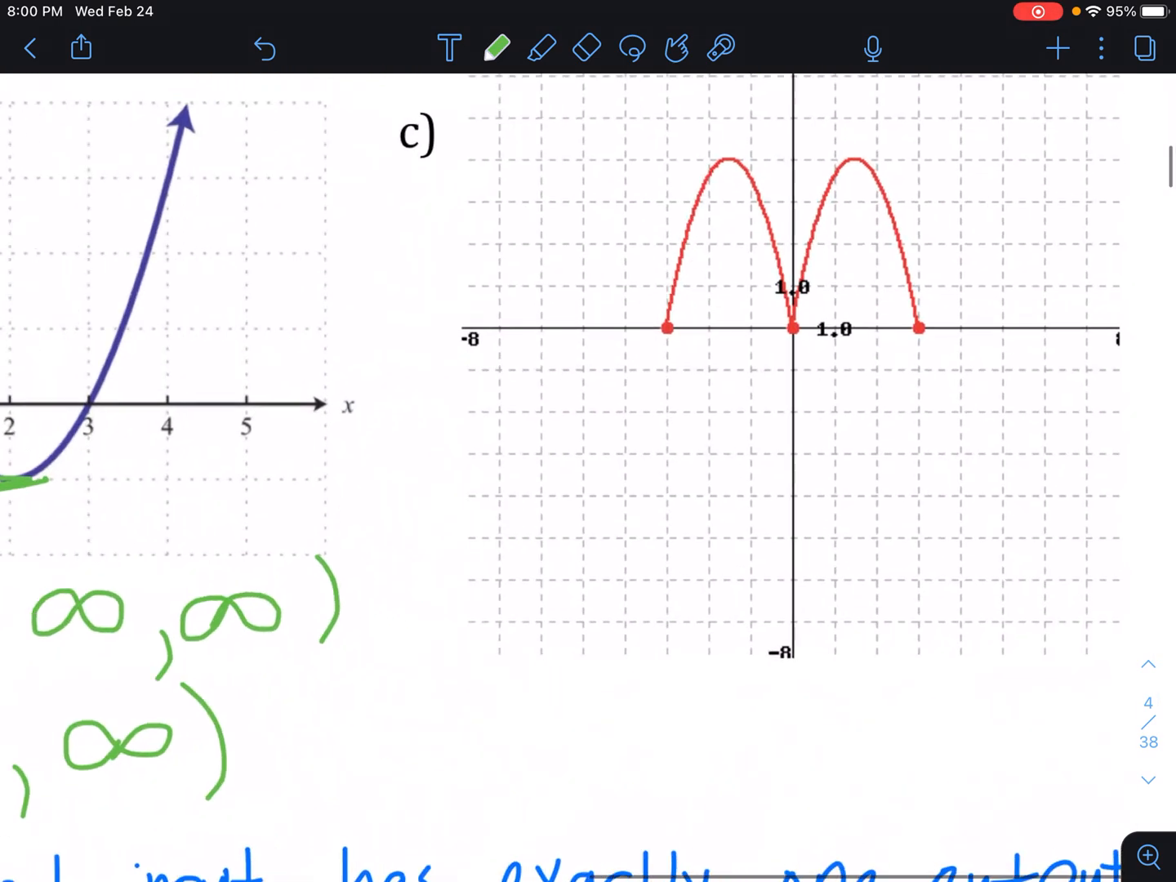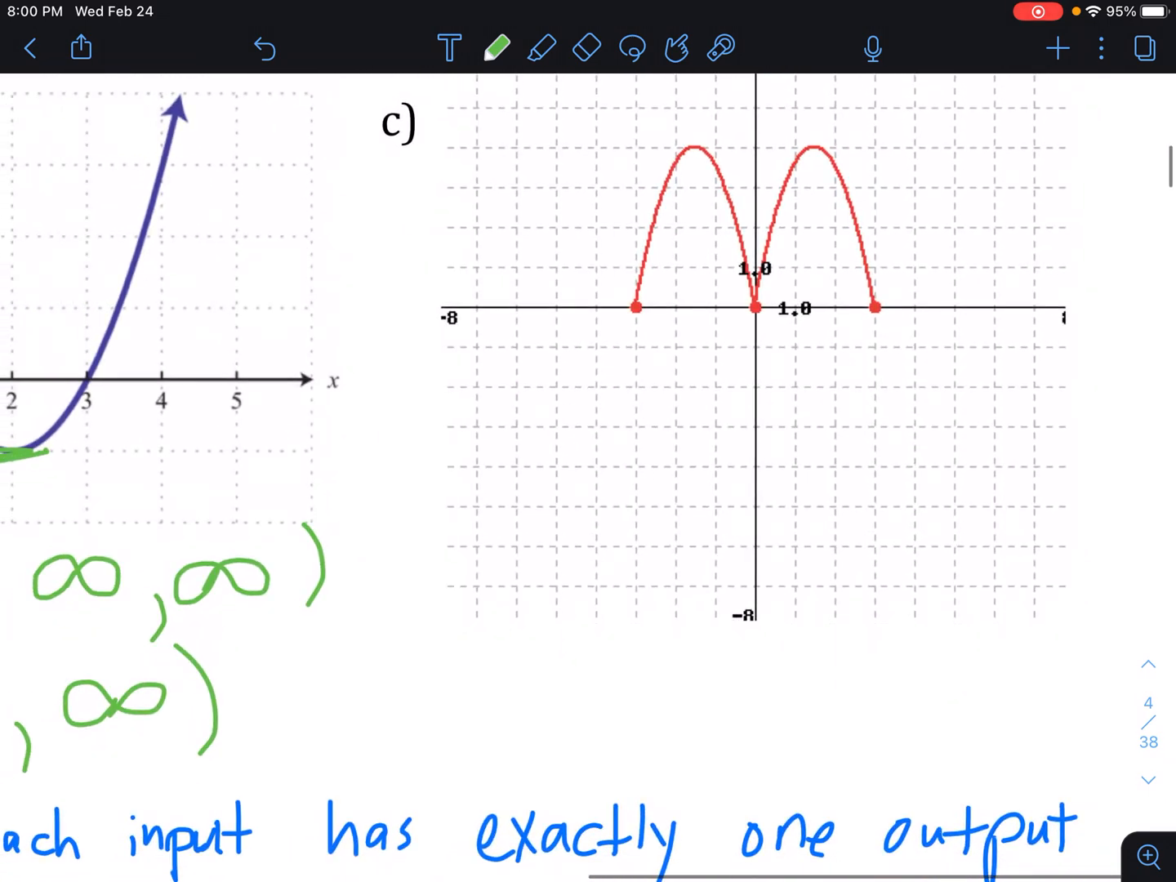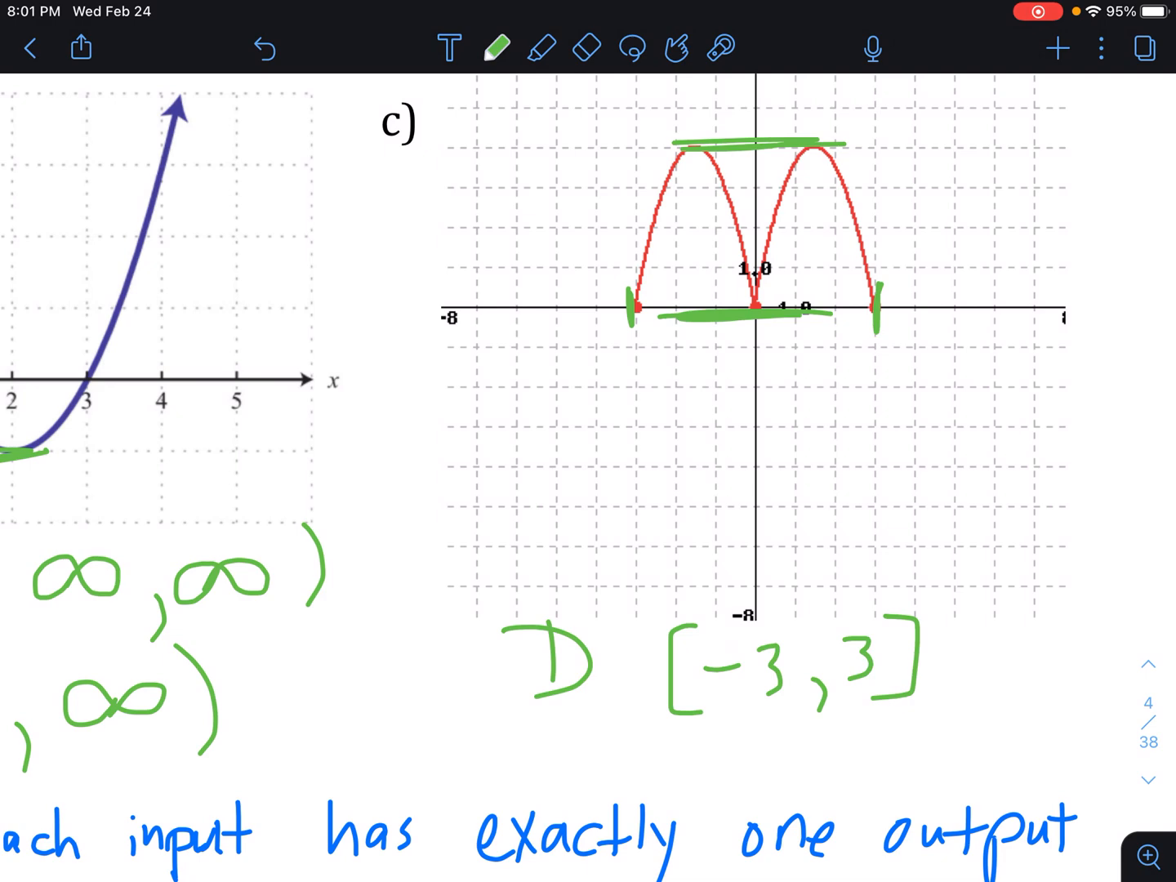And letter C, the domain, the x values, it goes from -3 to 3. And then the range, low to high, that would be from 0 up to 4. 0 to 4.